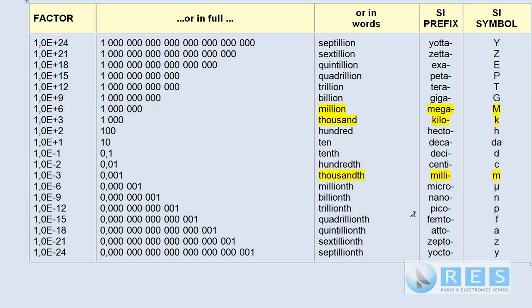Well, that's it for this tutorial. Short tutorial just on numbering systems, mega, milli, and kilo. Remember them.